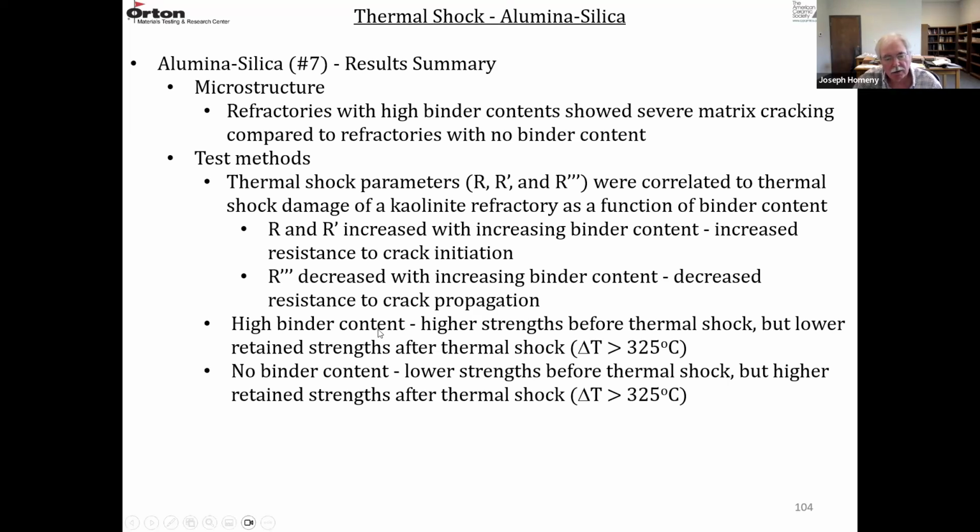So high binder content gives higher strength before thermal shock, but lower retained strength after thermal shock. And that critical delta T was about 325 degrees C. The sample without any binder had lower strength before thermal shock, but higher retained strength after thermal shock. And again, the critical delta T was in this 325 degrees C range.